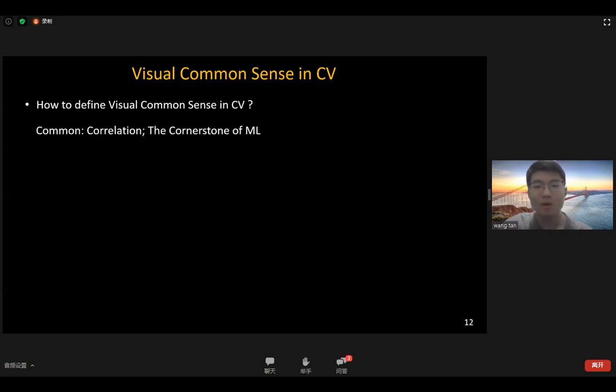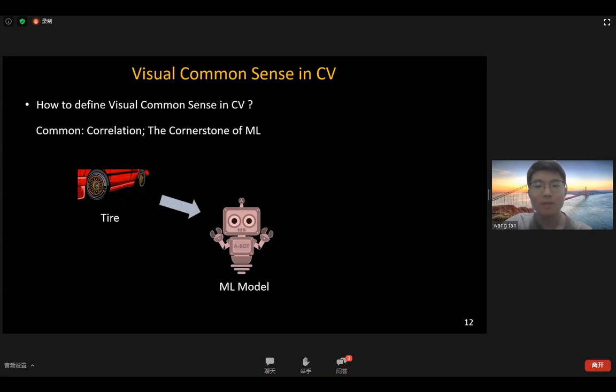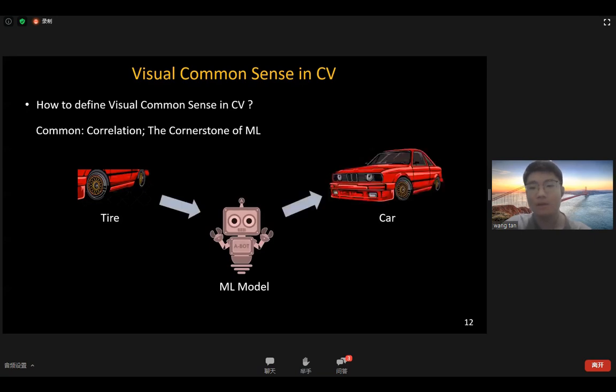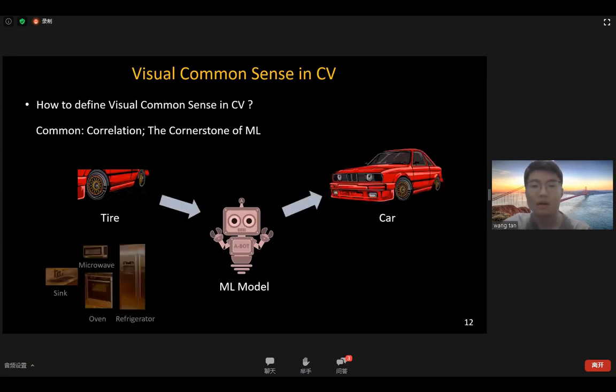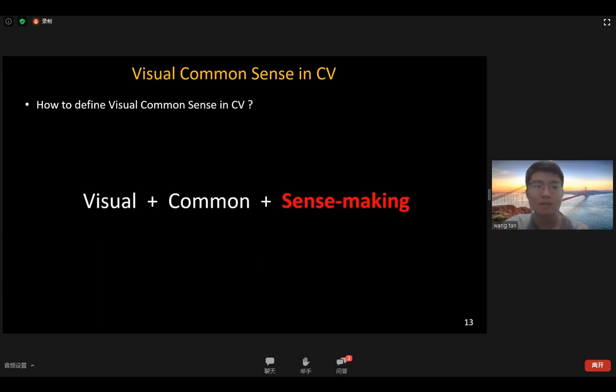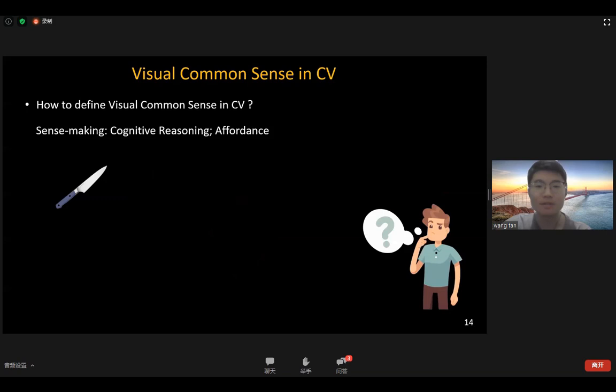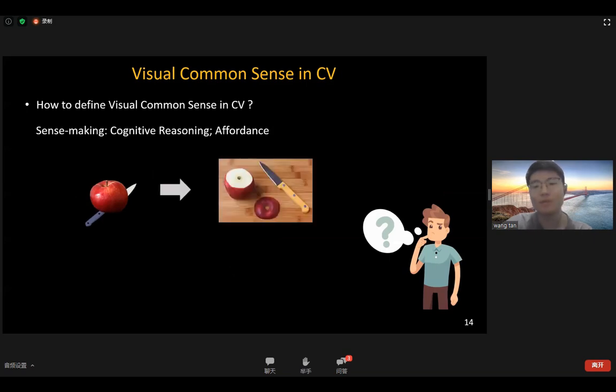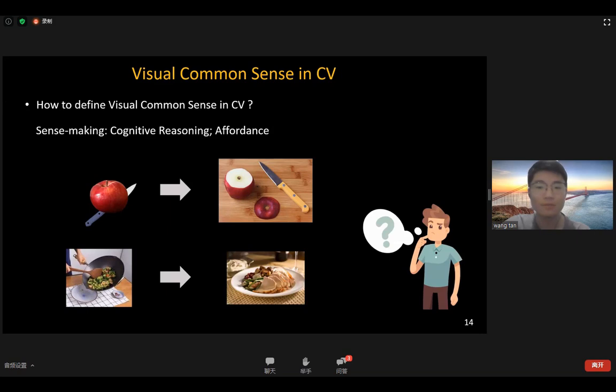For example, given the tire, the robot can recognize it as a part of the car. Given sink, oven, microwave, and refrigerator, the robot would know it is a kitchen scene. By sense-making, we mean the cognitive reasoning and affordance. For example, operating a knife on the apple to get the sliced apple, we will know that the knife can be used for cutting. Seeing the cook pour the food onto the plate, we can sum up that the plate can hold the food.